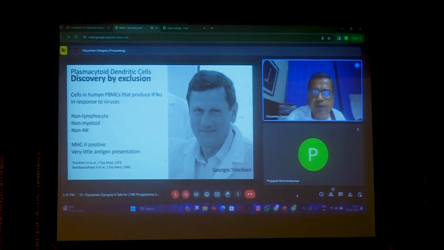And he found some cells which were non-lymphocyte, non-myeloid, non-NK cells. He also found that they are MHC class 2 positive, and that they were not able to present antigen very efficiently. But what they were able to do was produce interferon alpha or other types of interferons, interferon beta, in response to virus infection or even to bacteria. But he did not know, because the conventional dendritic cells were also being discovered right at that time, so he did not name them dendritic cells, but he actually described the right properties of these cells.